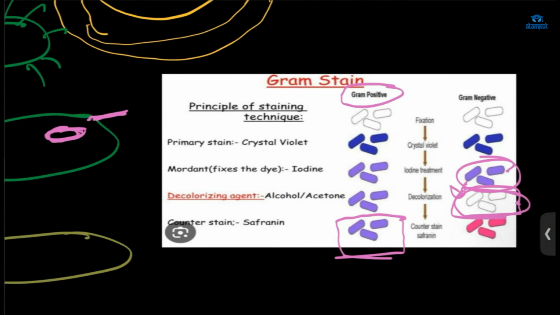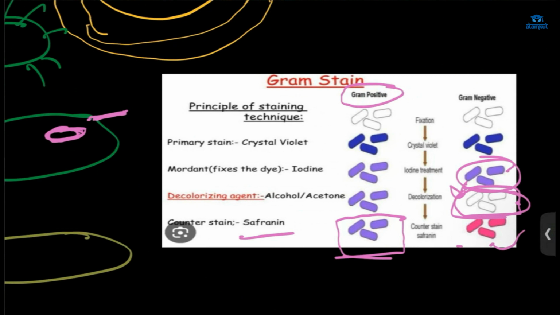So we put safranin. After putting safranin, we will find some bacteria in pink color, because the safranin color is pink, a reddish type pink, and the other one, crystal violet, was violet color. So you will be able to differentiate between gram positive bacteria and gram negative bacteria by gram staining.